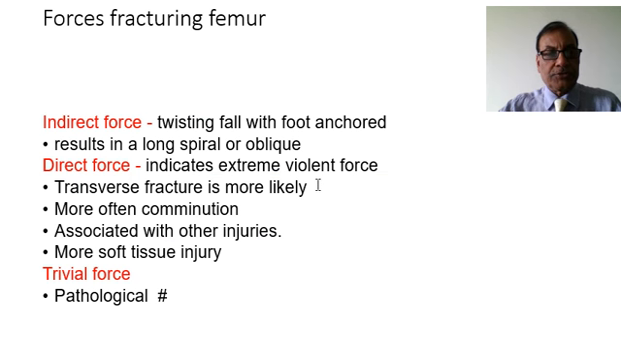Now, forces fracturing the femur will cause different patterns of fracture. Say, for example, indirect force, meaning twisting. Twisting forces in the femur will cause long spiral or oblique fractures. The direct force means extremely violent force. It will cause transverse fracture and will be associated with other injuries. There will be comminution and more soft tissue injury along with the fractured bone, whereas trivial force will cause pathological fracture.